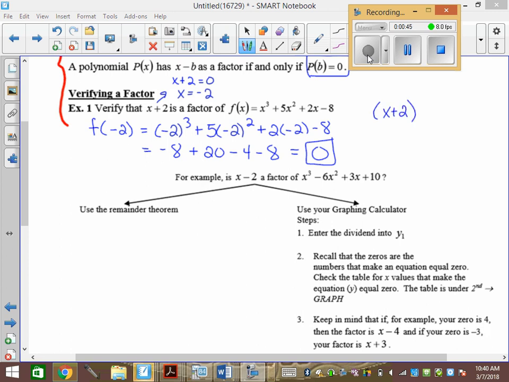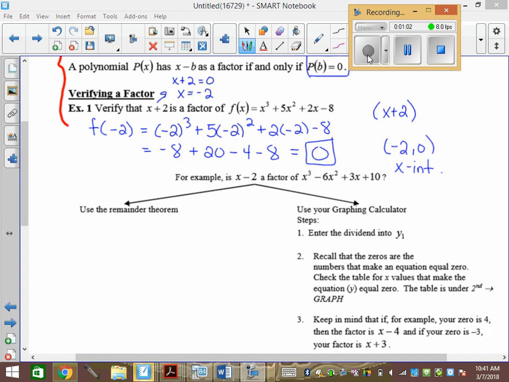So this would actually be a point, which what's the coordinate? Negative 2, 0. So it is actually also an x-intercept. Boom, moving into this. Okay.